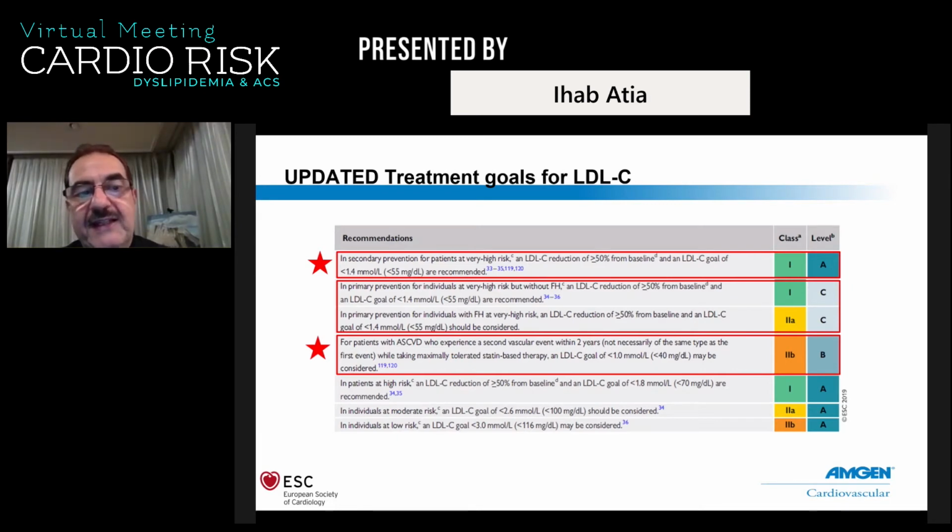But what was really new for us, again, besides the 55, was those patients at very high risk, like I said, who have a second event within 2 years with an ambitious goal of below 40 milligram per deciliter. And these, at the time, were very, very shocking numbers when it was published in 2019. A lot of physicians were very shocked from such very low figures.